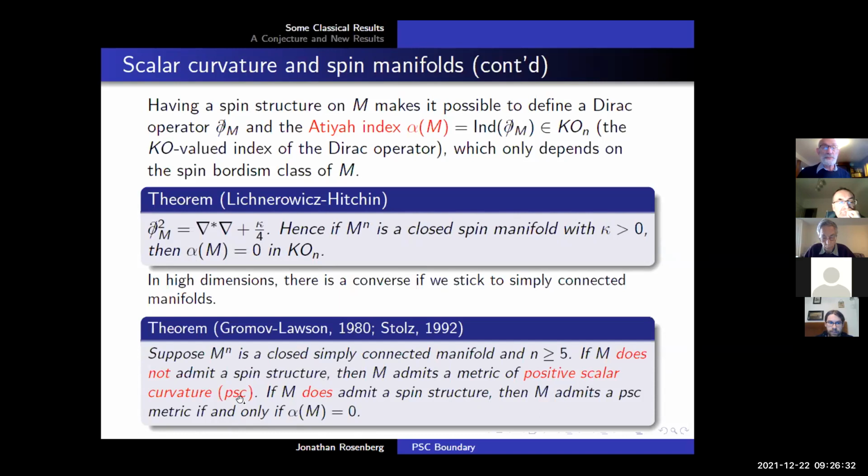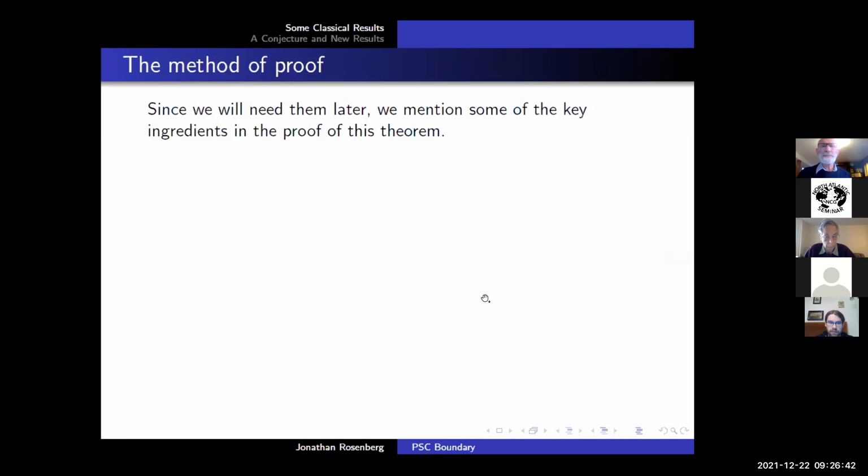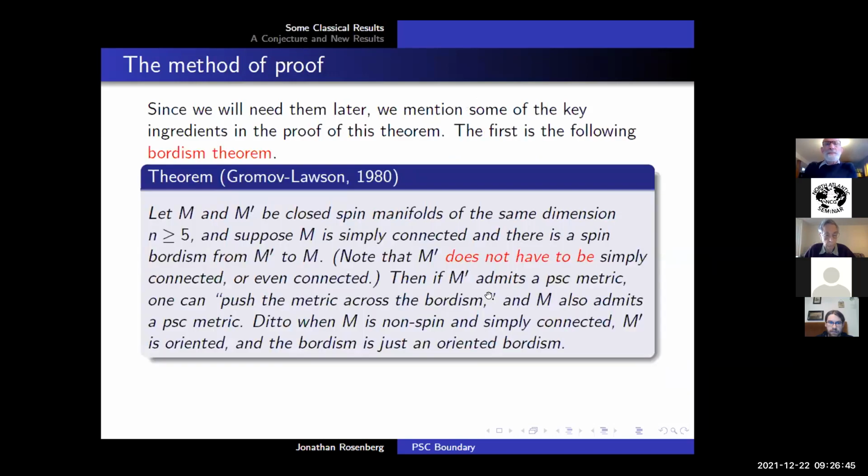Okay, so let me tell you a little bit about some of the ingredients that went into Gromov, Lawson, and Stolz. Because, as I said, the methods of proof are very indirect. So the first main ingredient was this bordism theorem of Gromov and Lawson. So what they proved was this: suppose you have closed spin manifolds of the same dimension, and suppose M is simply connected. The M prime doesn't have to be simply connected. In fact, M prime doesn't even have to be connected.